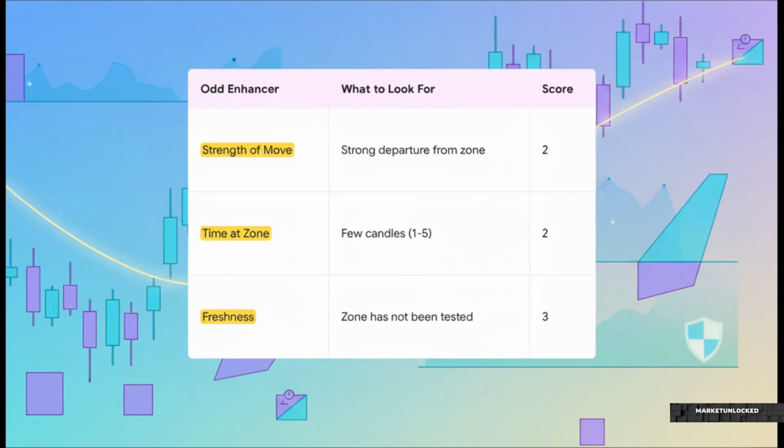So here's a quick peek at what that looks like. A pro would look at a zone and ask a few simple questions. Like, how strong was the move away from the zone? Did price just rocket out of there, or did it kind of meander away? How much time did it spend at the base? The less time, the better. That signals a bigger imbalance. And maybe most important of all, is the zone fresh? Meaning, has price already come back to visit it? Because an untouched zone, that's where the real potential is.